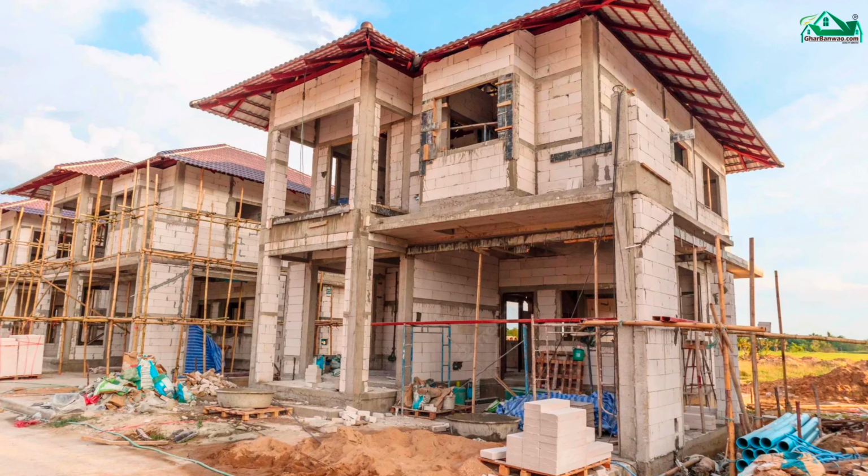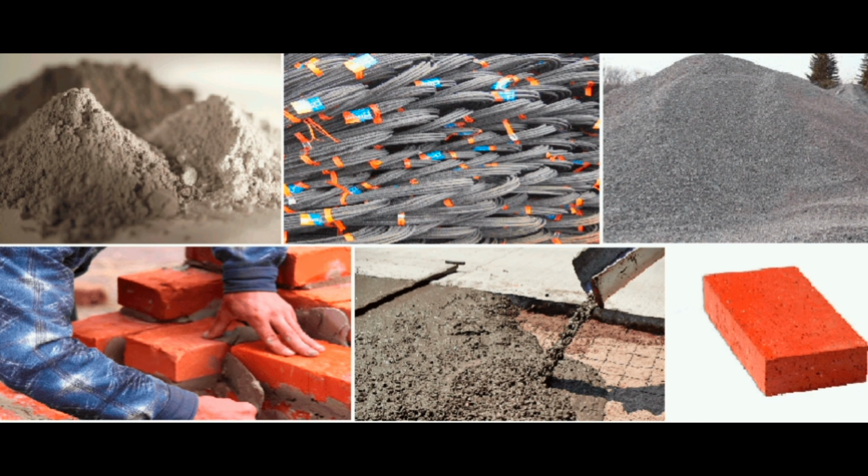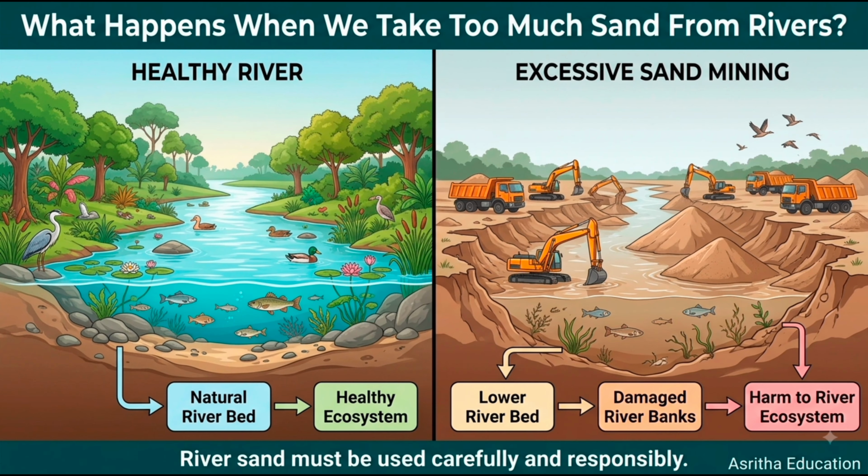Why don't we use desert sand for construction? When we build a house, we use bricks, cement, sand, and other materials. A large amount of construction sand comes from rivers. But today, sand is being removed from many rivers in large quantities. This can harm nature and the river environment.